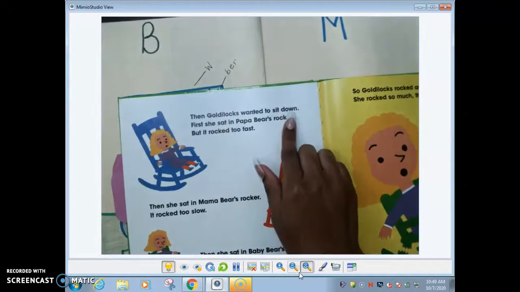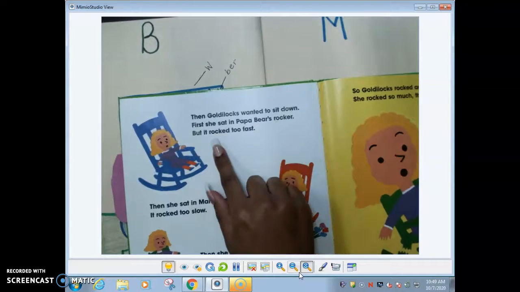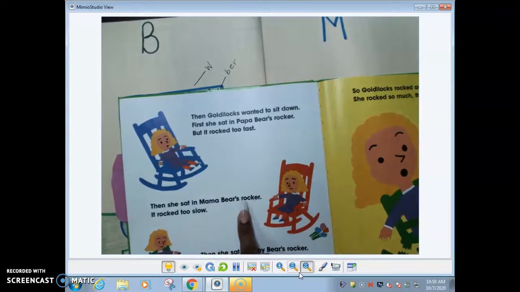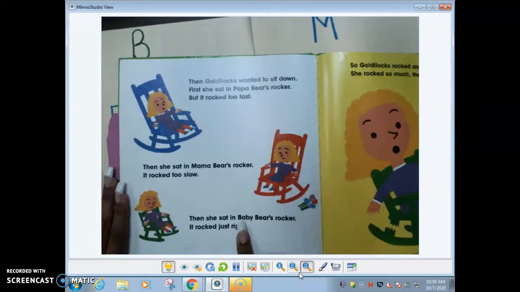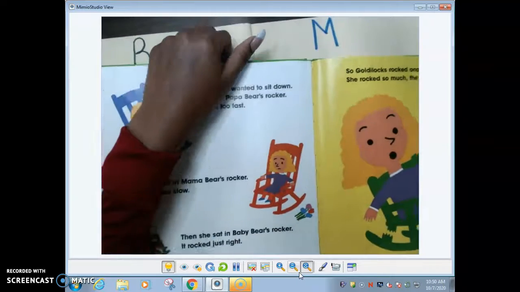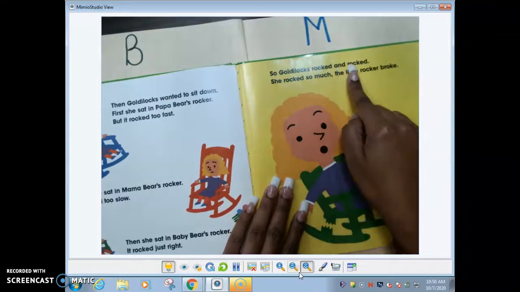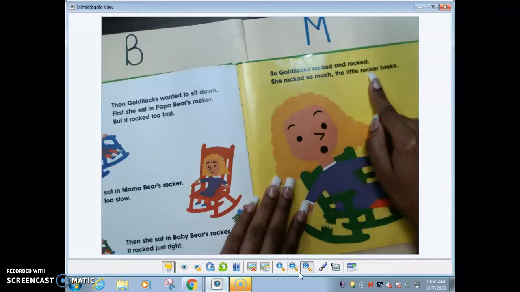Then Goldilocks wanted to sit down. First, she sat in Papa Bear's rocker, but it rocked too fast. Then she sat in Mama Bear's rocker. It rocked too slow. Then she sat in Baby Bear's rocker. It rocked just right. So Goldilocks rocked and rocked. She rocked so much the little rocker broke.